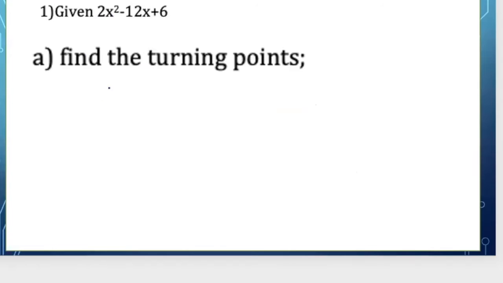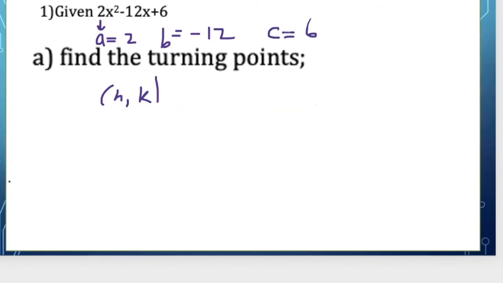For this activity, I am going to find the turning point HK for this quadratic. First, identify my A, which is a coefficient of x squared. That will be 2. B is a coefficient of x. That will be minus 12. And C, which is a constant, and that is 6.